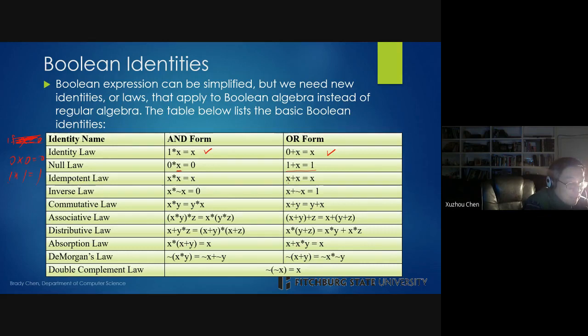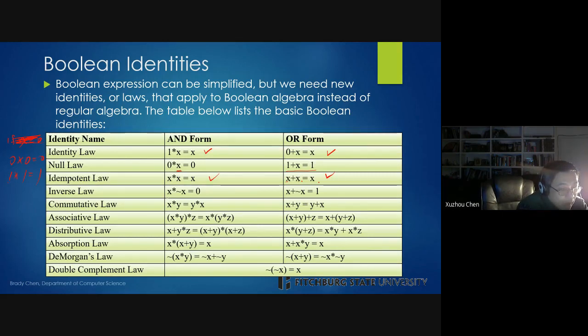And the same thing with this: 0 plus 0 is 0, 1 plus 1 is always 1. So this is always true. And the inverse law basically says x and tilde x is 0. Why is this true?